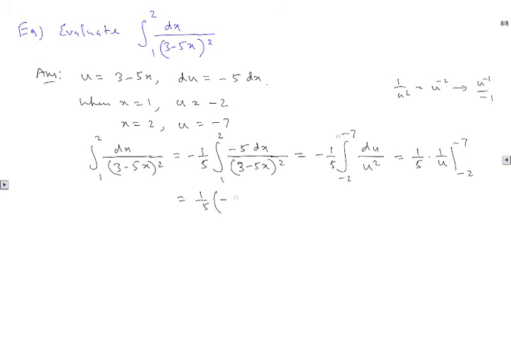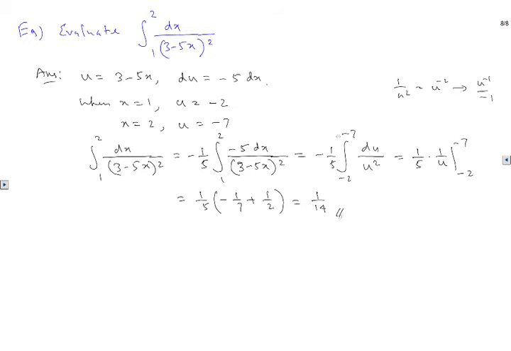So if you simplify, you're gonna get 1/5 times negative 1 over 7 minus, minus, plus 1/2. So you're gonna get 1/14. That's what you get. Okay, so you can see this is much faster. You did not go back to the original variable, and you finish the problem within the new variable. That's what I want to do.